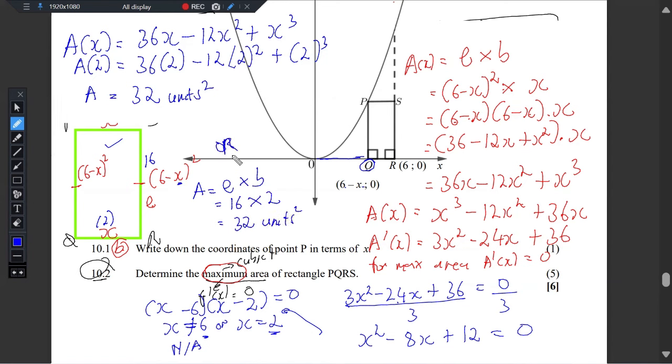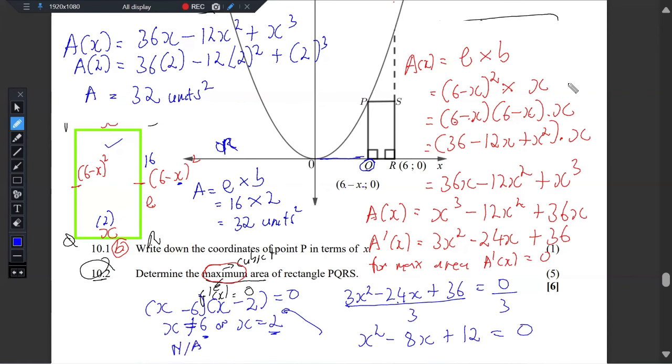So this is how you could have done that. Either you go back to the original equation to substitute your x value, or you substitute it in here as your length and your base, and then you calculate area using area is equals to length times breadth. Okay, so that's how you were supposed to go about tackling that question for 5 marks.